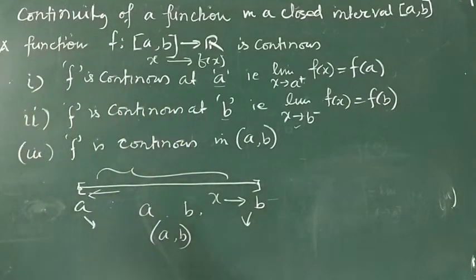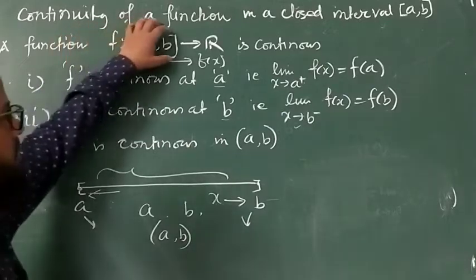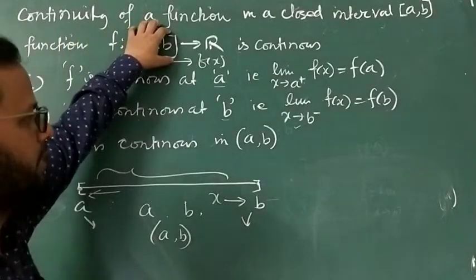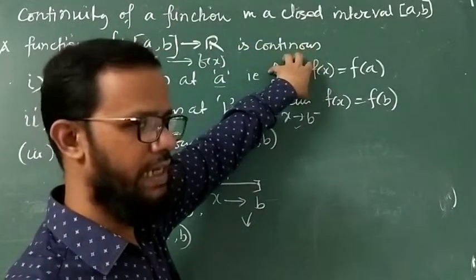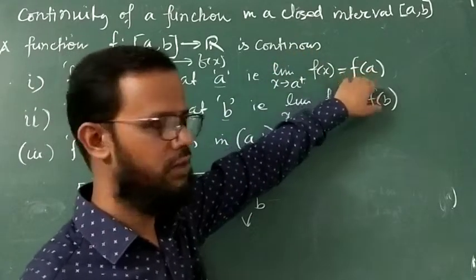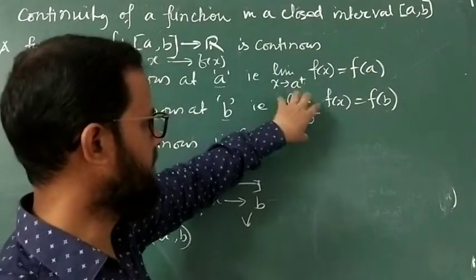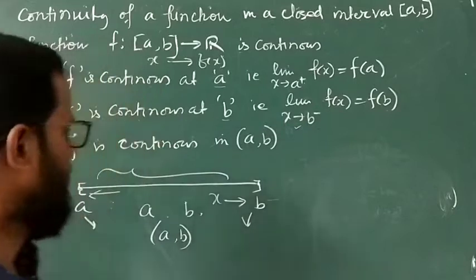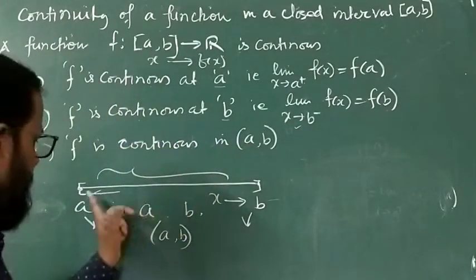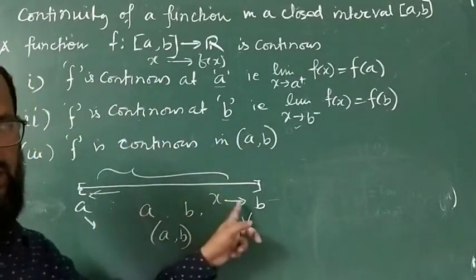I hope you understand this particular content. So the function f is continuous in the closed interval AB means it is continuous at A, meaning the right hand limit is equal to the functional value, and it is continuous at the right end point, meaning the left hand limit is equal to the functional value, and it is continuous at all the points between A and B.